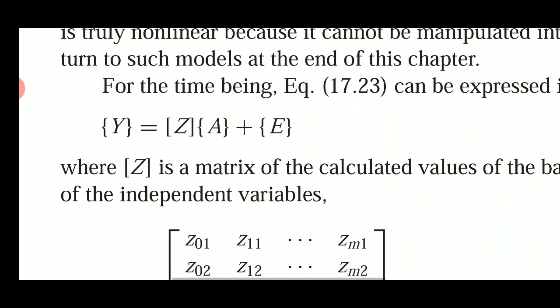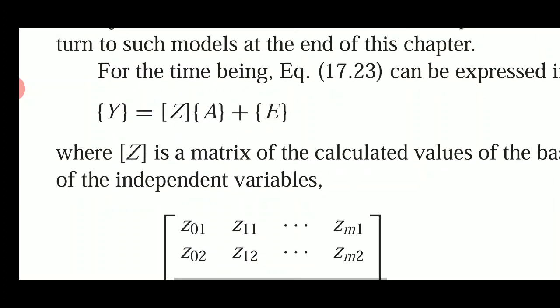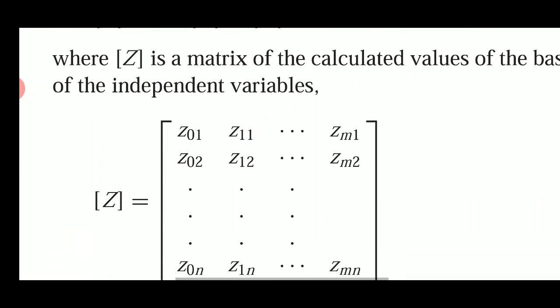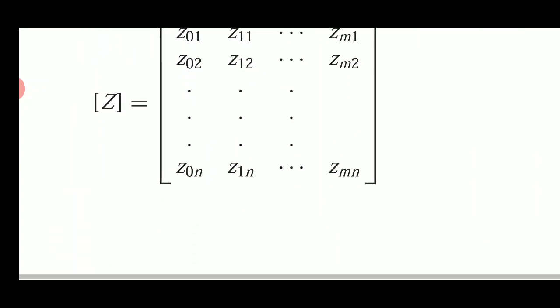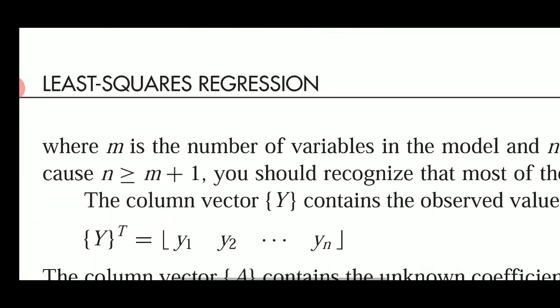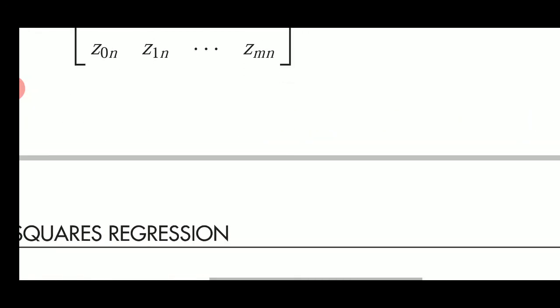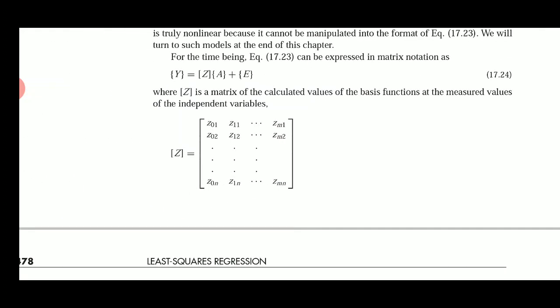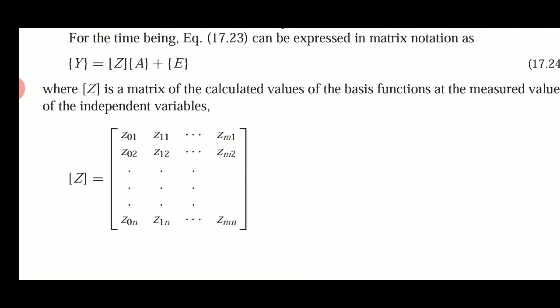Now the earlier equation, when we saw that y is equal to a0 plus a1z1 plus a2z2 etc. So this can be written in a general format: y is equal to z into a plus e, where z is the matrix of the calculated values, e is the error, okay, and a are the coefficients. So z can be represented in this form: z01 up to zm1 and so on. Similarly you can represent the other values. And a will be nothing but a0, a1, a2 etc, right.